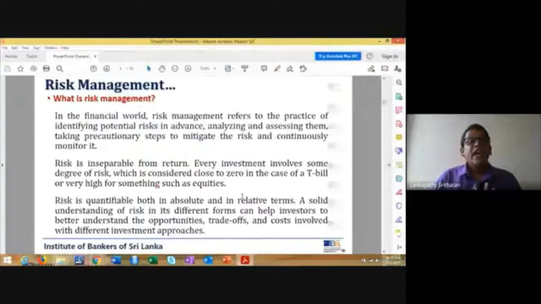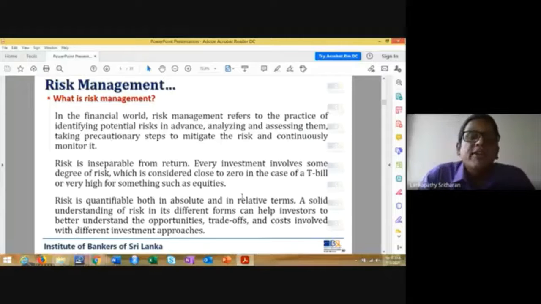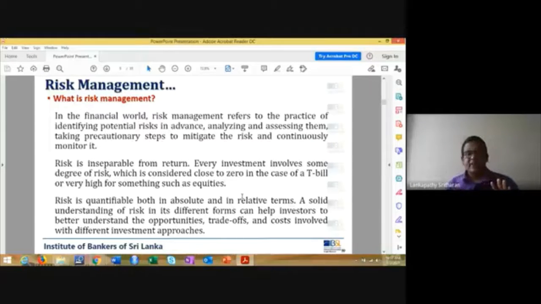Then we have to discuss another concept in risk management. What is risk management? In the financial world, risk management refers to the practice of identifying potential risk in advance, analyzing and assessing them, taking precautionary steps to mitigate the risk, and continuously monitoring it. We will discuss this in a very detailed manner, but for the time being, just keep it in mind. In risk management, there are four processes or four components involved.